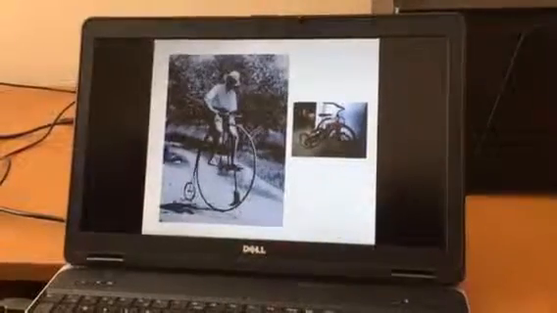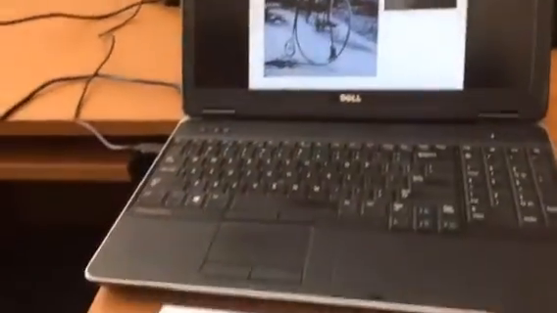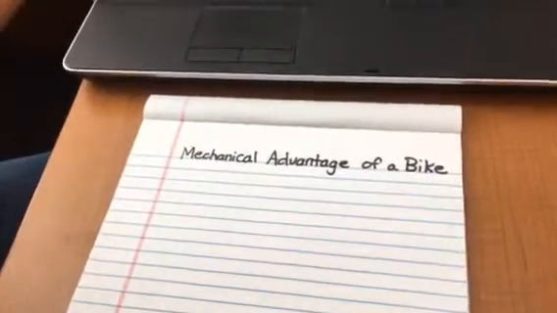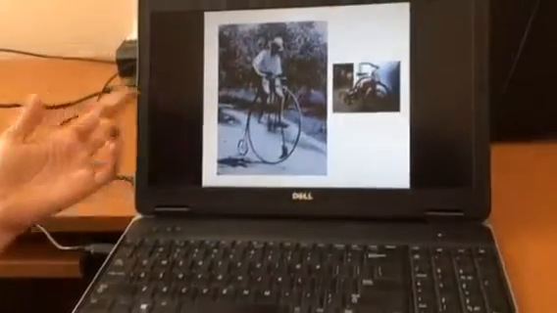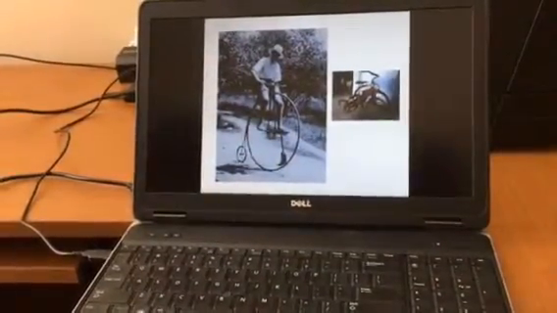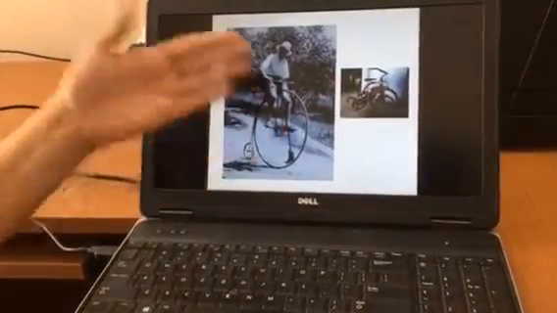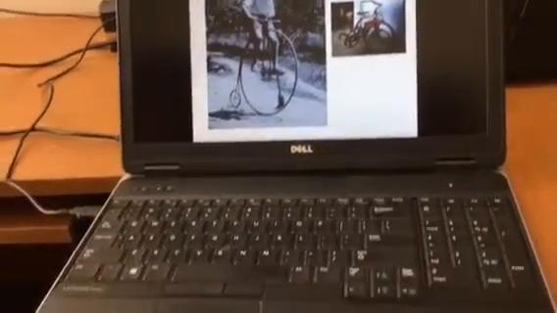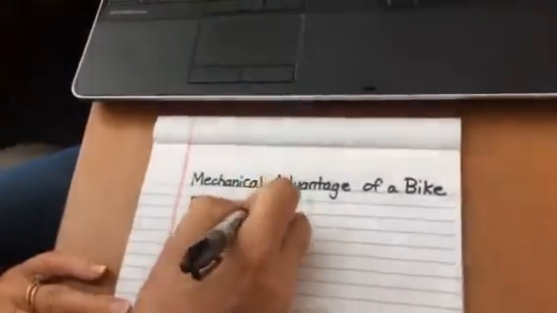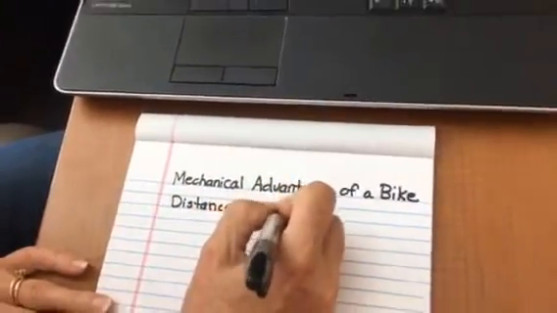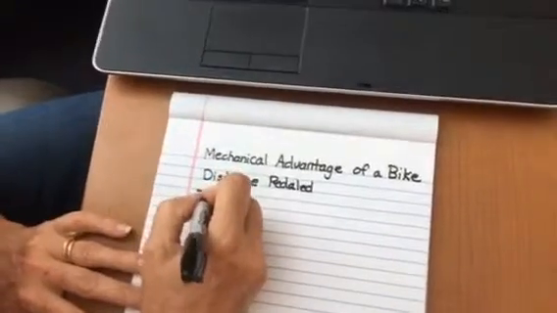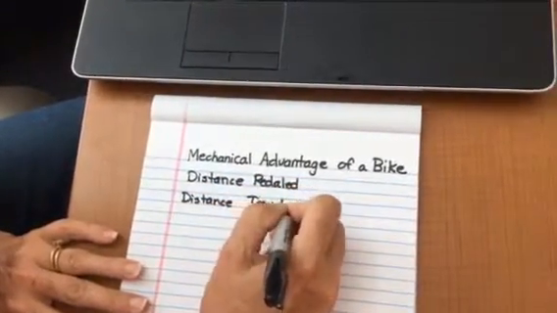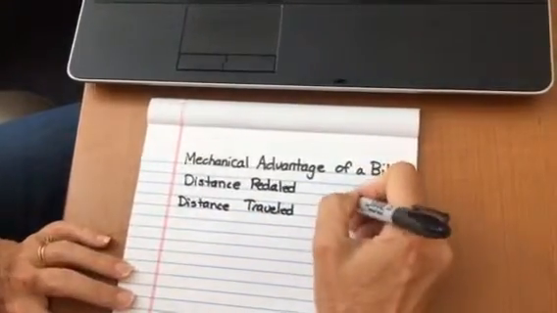Okay, thank you to Kimberly Jean, who is joining us today to help us learn about the mechanical advantage of a bike. And so we're going to look at these examples up here on the screen and see that the mechanical advantage of a bike is increased if the wheel is bigger, because we're looking at the distance pedaled and we're looking at the distance traveled to figure out the mechanical advantage.